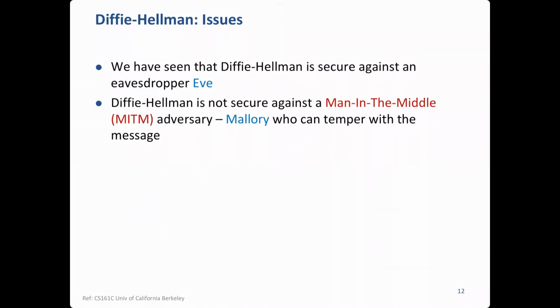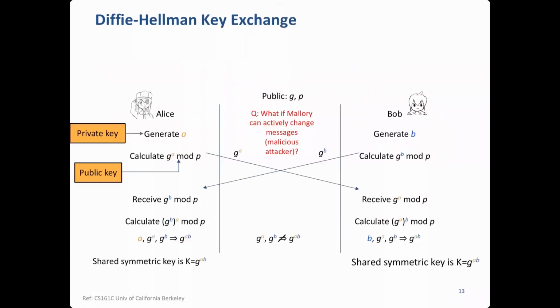Okay. So we have seen Eve can't do much. If there is a Mallory, then she can tamper with the message. It means that she intercepts the message before it goes to Bob, changes it, and then sends it to Bob. Changed message, right? So now what happens? There is a Mallory here. She also knows G and P. Now Alice sends a message.